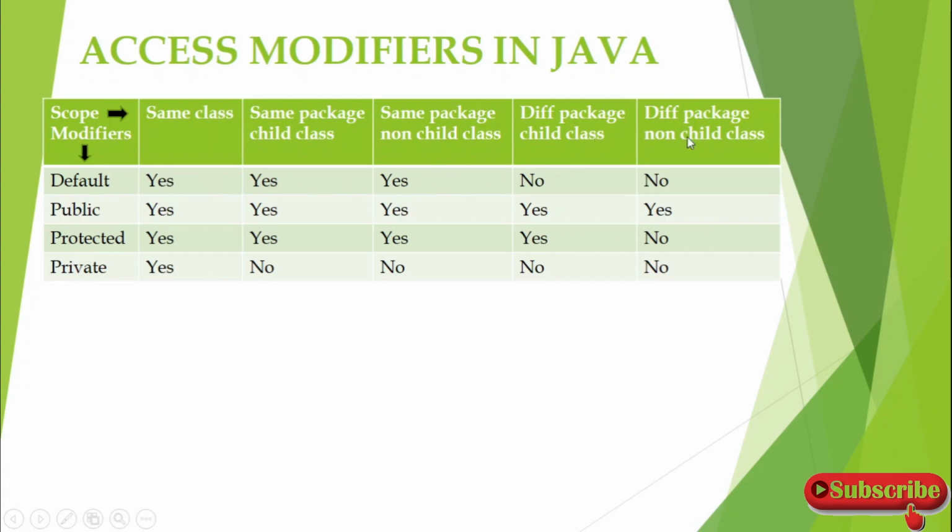Here, in a different package, as I said, default will not allow you to access. Public, you can see, allows access in the same and different package. And protected, you can access if it is a child class in a different package. If it is not a child class in a different package, then you will not be allowed to access those properties. And private is only for the same class. In other classes or packages it will not allow. So now we will see this with an example in our programming.